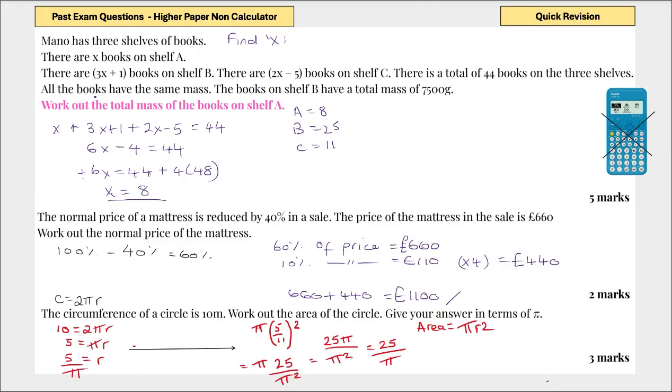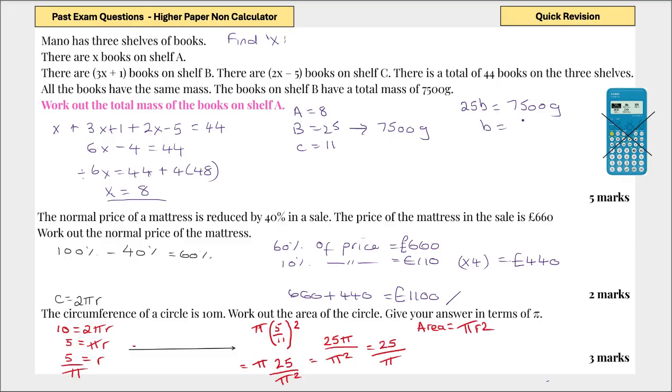Now it's telling us that all the books have the same mass. The books on shelf B have a total mass of 7,500 grams. Just going to put that in there. So now we've got to work out the total mass. So we've got to work out the mass of 1 book. And we can do that because it's given us this piece of information. All we're going to do is divide. So we're going to have, writing algebra, 25 books equals 7,500 grams.